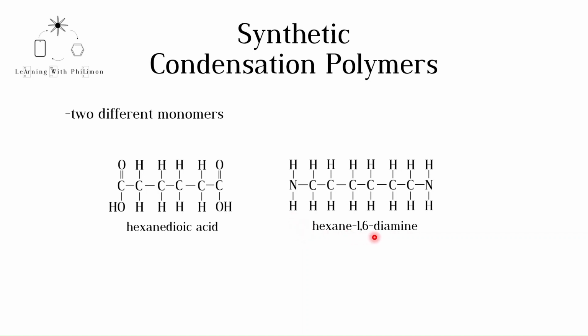Note that di is included in both names as the groups appear twice in the molecules. 1 and 6 indicate the position of the amine groups on the carbon chain. For more on naming, please watch the IUPAC naming video.